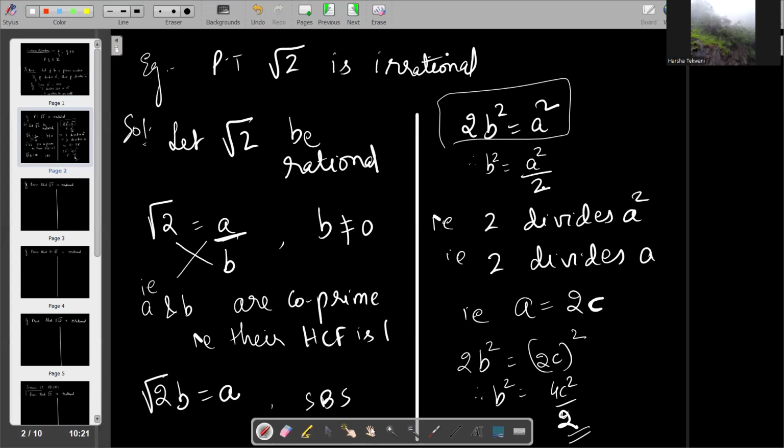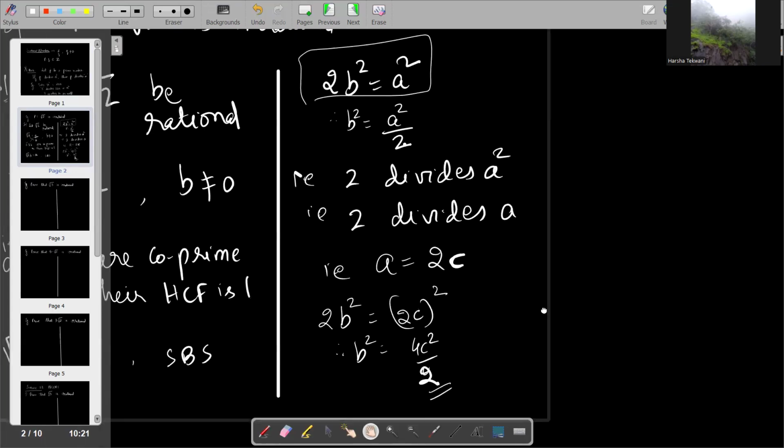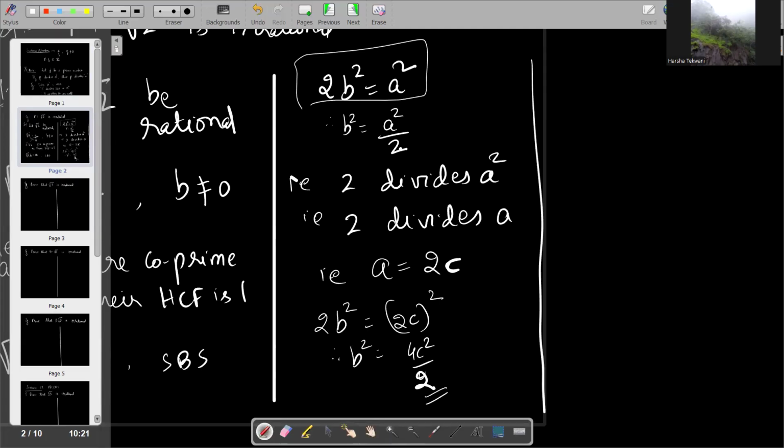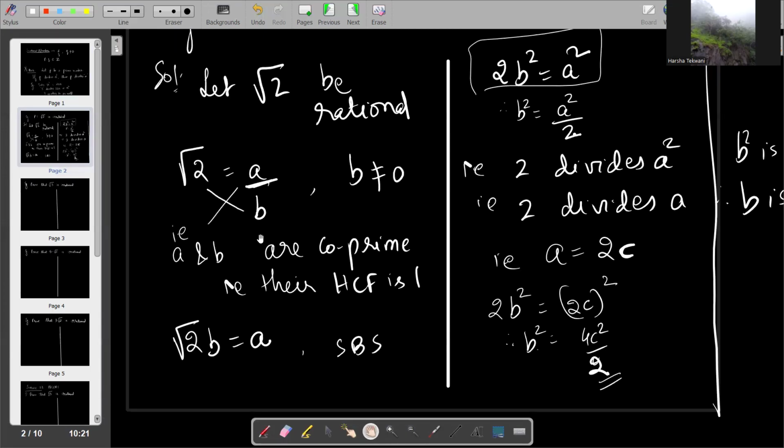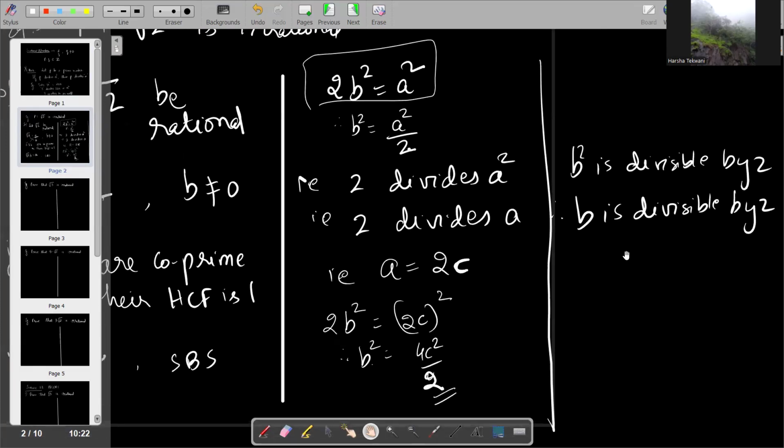See, b square is also divisible by 2. That means, what does this mean? It means that a and b both are divisible by 2. Therefore b is also divisible by 2. So our contradiction was, we assumed that a and b should not have any highest common factor other than 1. Sadly, both of them got a factor other than 1, and that is 2. So what happened? Our assumption that a and b have an HCF of 1 went wrong.